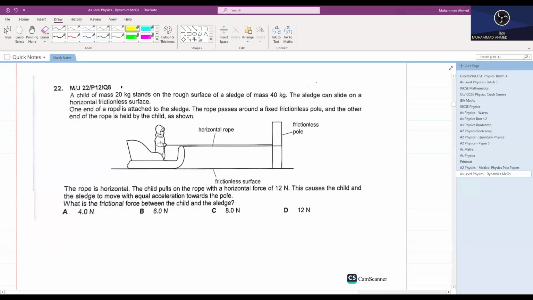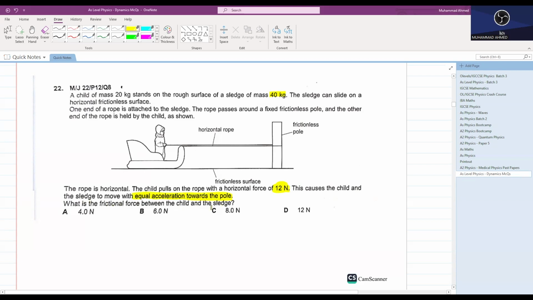A child of mass 20 kg stands on a rough surface of a sledge of mass 40 kg. The sledge can slide on a horizontal frictionless surface. One end of the rope is attached to the sledge. The rope passes around a fixed frictionless pole, and the other end of the rope is held by the child as shown. The rope is horizontal. The child pulls on the rope with a horizontal force of 12 Newton. Perfect. This causes the child and the sledge to move forward with equal acceleration towards the pole.